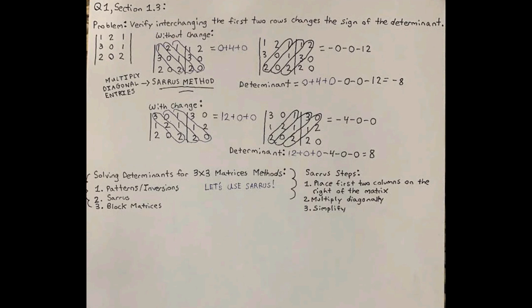So the section I wanted to present was chapter 1, section 1.3, question 1. Our problem was to verify that interchanging the first two rows changes the sign of the determinant. So first and foremost, hold on one second. So you're doing section 3 already. Yeah. You finished 1 and 2. Mm-hmm. Okay, so no question was interesting for you.